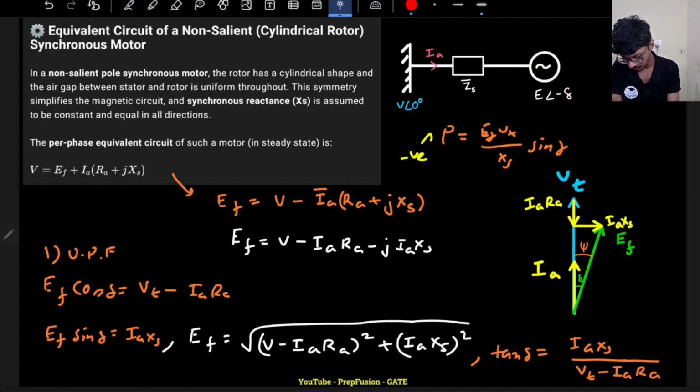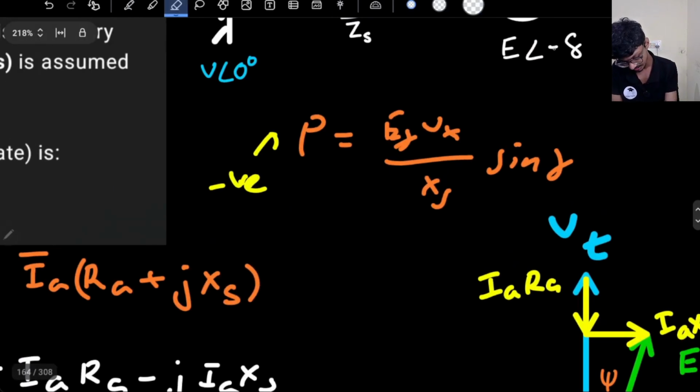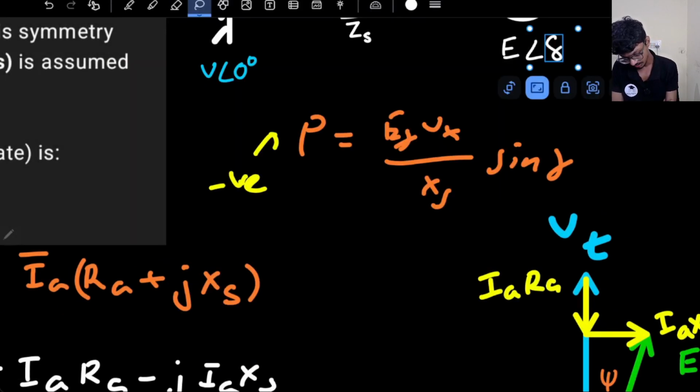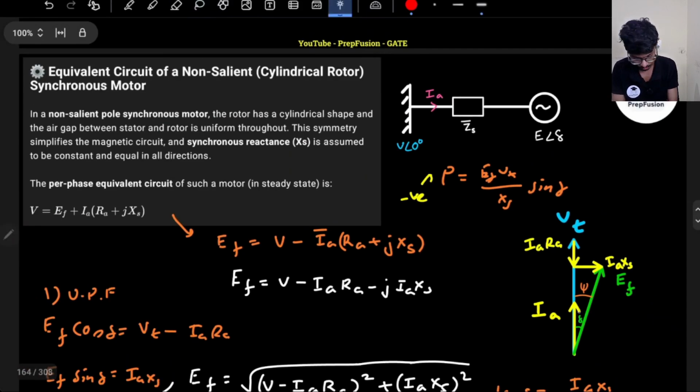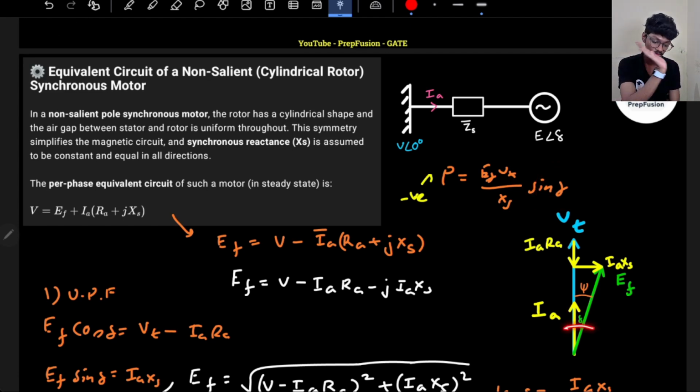Although I should not write it like minus delta, I should just write delta only, otherwise you will get confused. Minus delta signifies that it will not lead, it will lag. That is the important part. P will be negative, that's why sin delta has to be negative. That means delta has to be negative, which means it has to be in the clockwise direction.